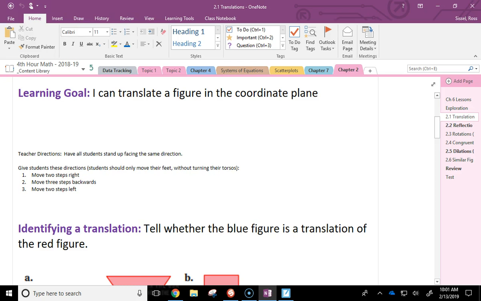The whole idea, the whole concept there is that you did not move your torso and that we just did translations. You were sliding, you were moving. You faced here, said 2 steps forward, I came here. Or I went to the right. Or I went to the left. That is our translation. It's just the movement. I didn't turn and face another way.